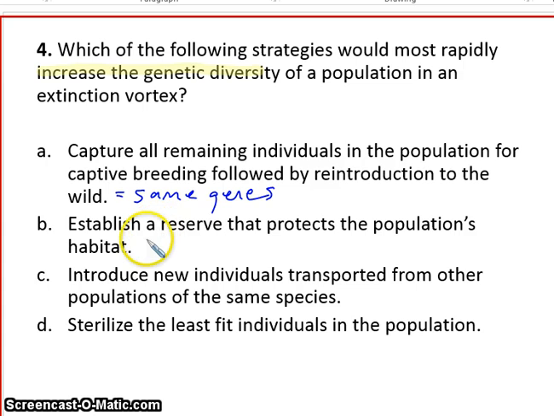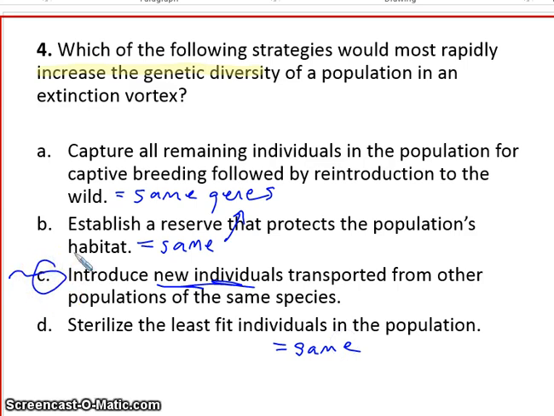Next one is to establish a reserve that protects the population's habitat. Again, it's the same population, so it's the same genes. Introduce new individuals, and those new individuals would have different or new genes transported from other populations. I like this one. Or this one says to sterilize the least fit individuals in the population. Again, we're still talking about the same individuals. So for this one, I'm going to choose C.